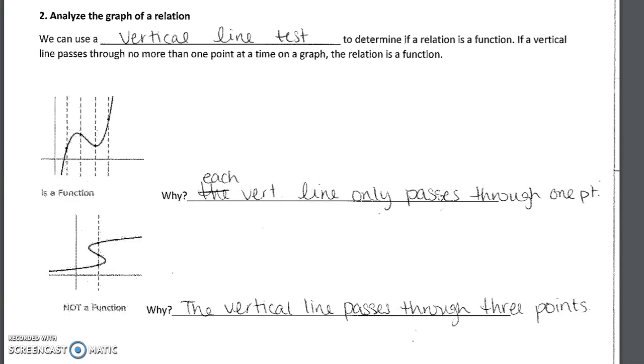Okay, so the second way you're going to check to see if something is a function is you are going to look at the graph and analyze it. We're going to use the vertical line test. So there's that blank you're going to fill in. I told you to write it above, and here it is again. Vertical line test. To determine if a relation is a function, here's the rule. If a vertical line passes through no more than one point at a time, then it is a function. So every vertical line can only pass through one point.